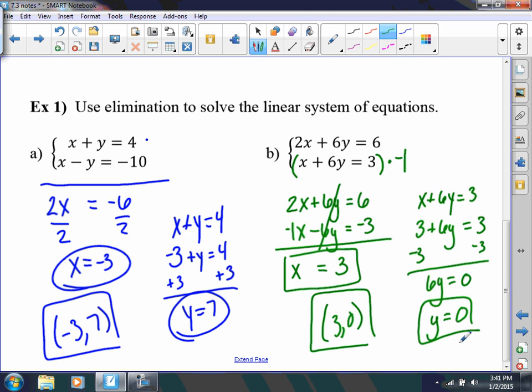Now, remember, just because you got 0 for an answer doesn't mean you did something wrong. 0 is still a number. And we could check the solution. 2 times 3 is 6. 6 times 0 is 0. 6 plus 0 is 6. And 3 plus 6 times 0 is 0. So 3 plus 0 is 3. There you go. So this is my solution for that system of equations.